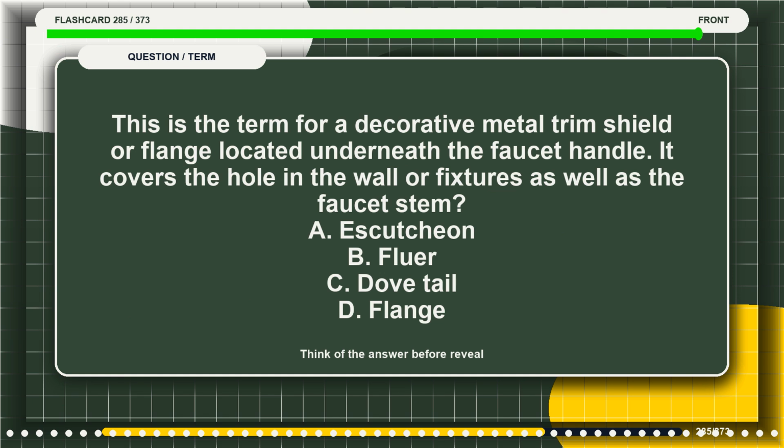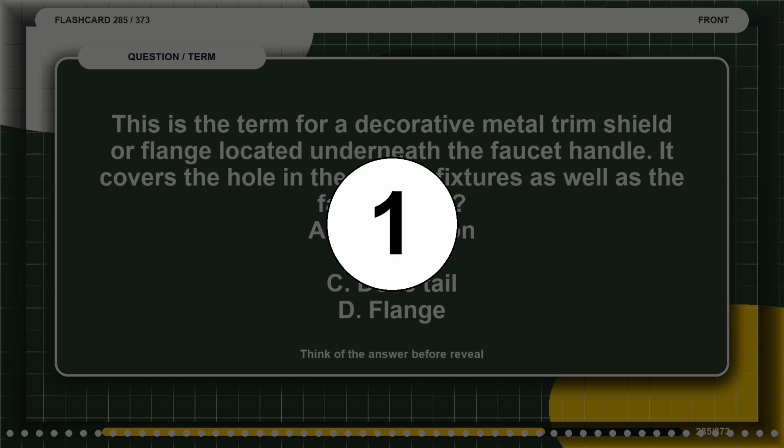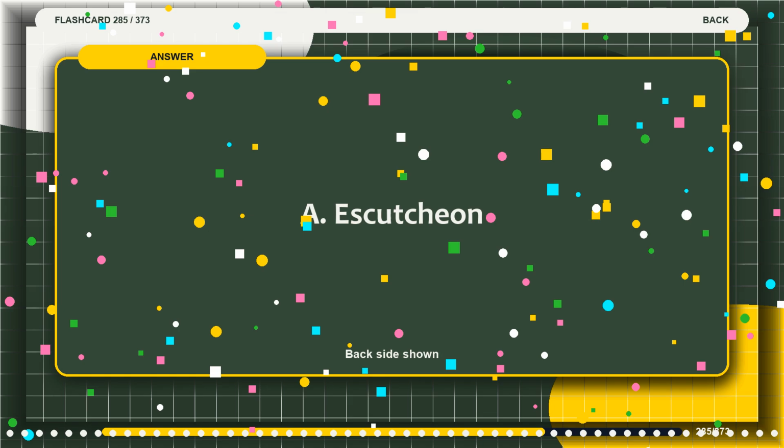Flashcard 285. This is the term for a decorative metal trim shield or flange located underneath the faucet handle. It covers the hole in the wall or fixtures as well as the faucet stem. A. Escutcheon. B. Fleur. C. Dovetail. D. Flange. Think of the answer before the reveal. The answer is A. Escutcheon.